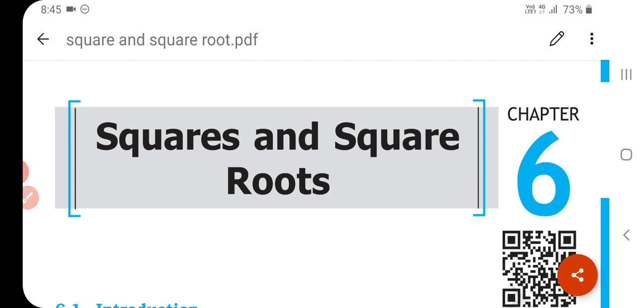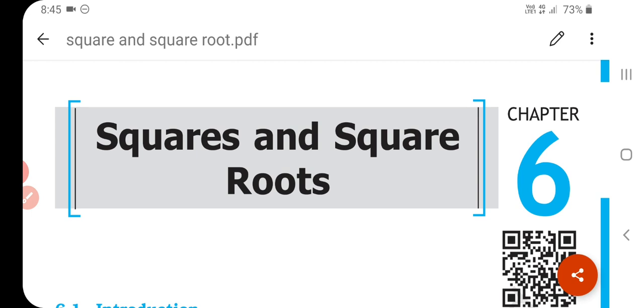My name is Swati Sharma and it's class 8 maths. And our chapter is square and square root. Okay, student, do you know what is square? What do you mean by square of any number?